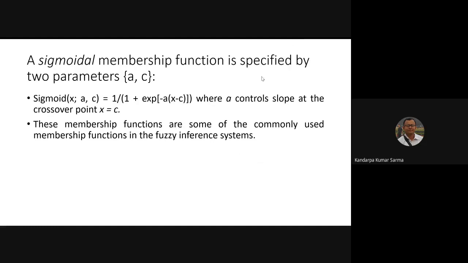So the sigmoidal membership function is represented by two parameters, a and c. Sigmoid of a variable X with two parameters a and c is represented by this term: 1 by 1 plus exponential of minus a multiplied by (X minus c), where a controls the slope at the crossover point X equal to c. These membership functions are some of the commonly used membership functions in fuzzy inference systems, FIS. So we can use here the term FIS.